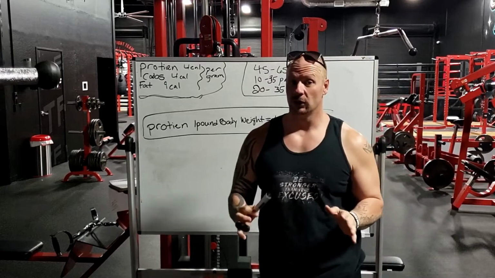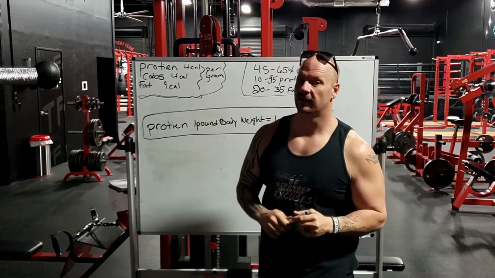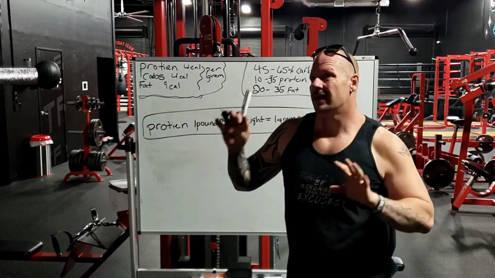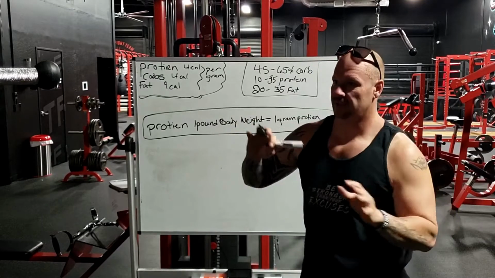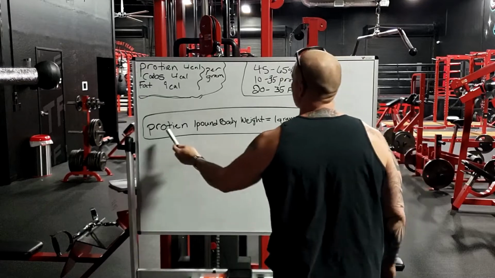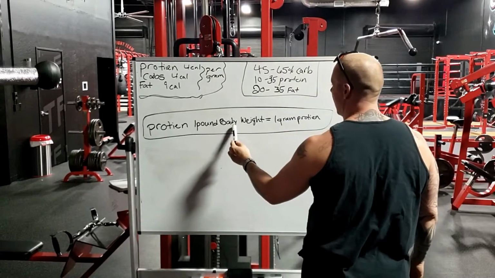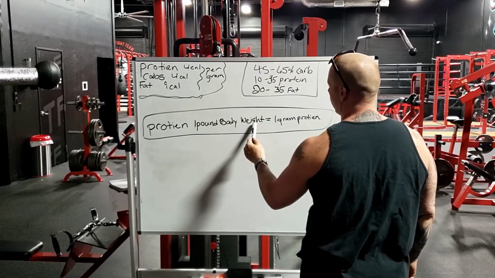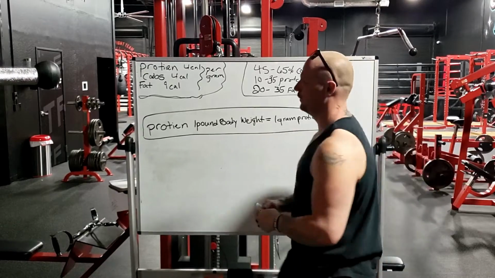Now, for a general rule of thumb as far as protein is concerned, usually the industry standard, whether it's bodybuilding or pretty much any part of the fitness industry, is that 1 pound of body weight equals 1 gram of protein.